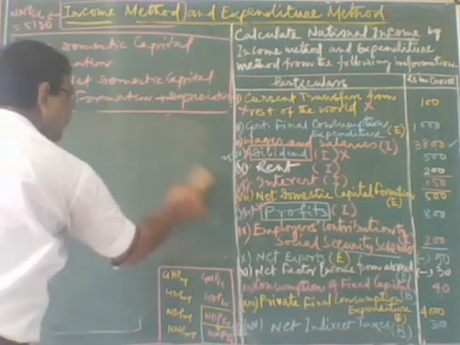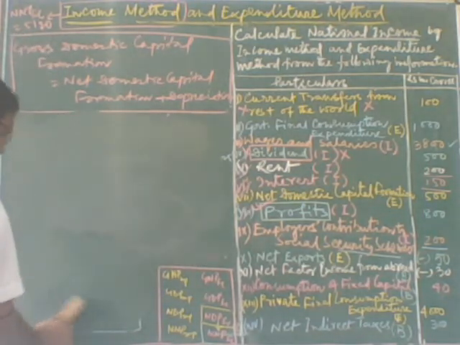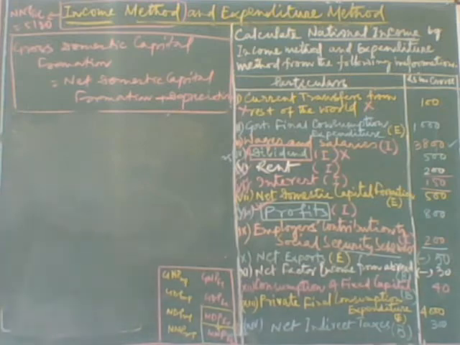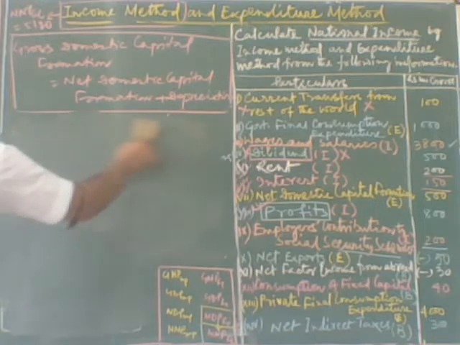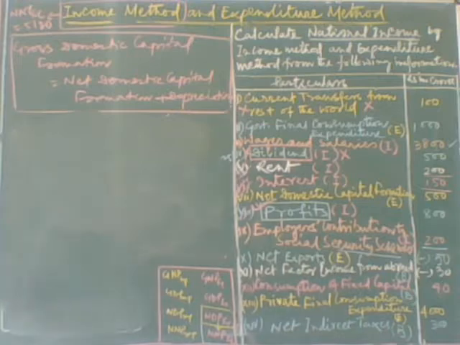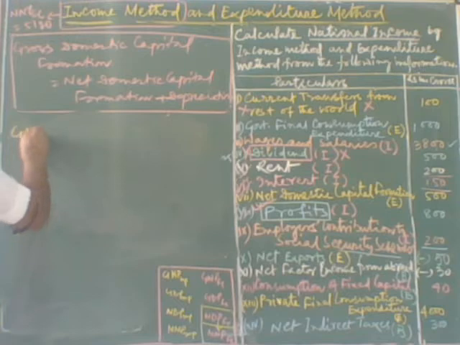Next I will come to the expenditure method. Whenever we add all the components of the expenditure method, we will get the value of GDP at market price. So GDP market price is equal to what?